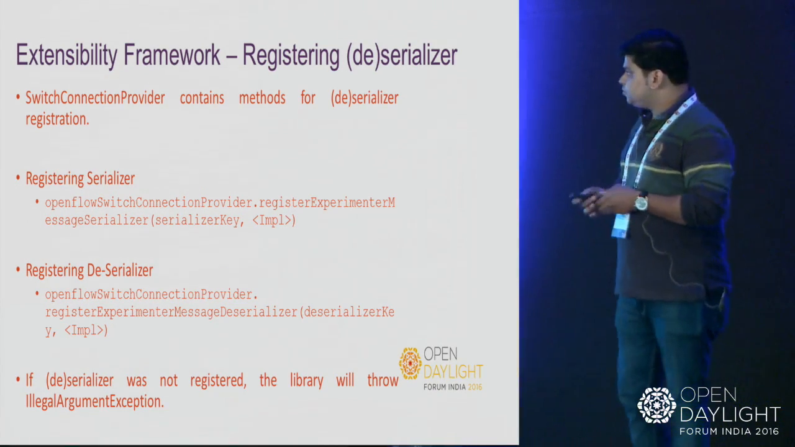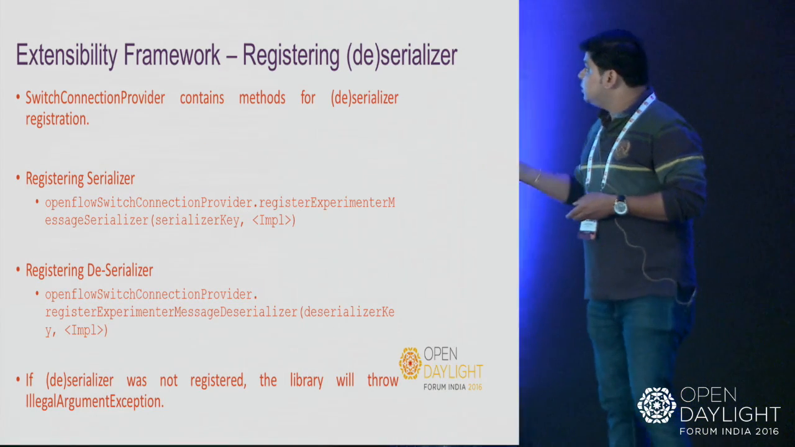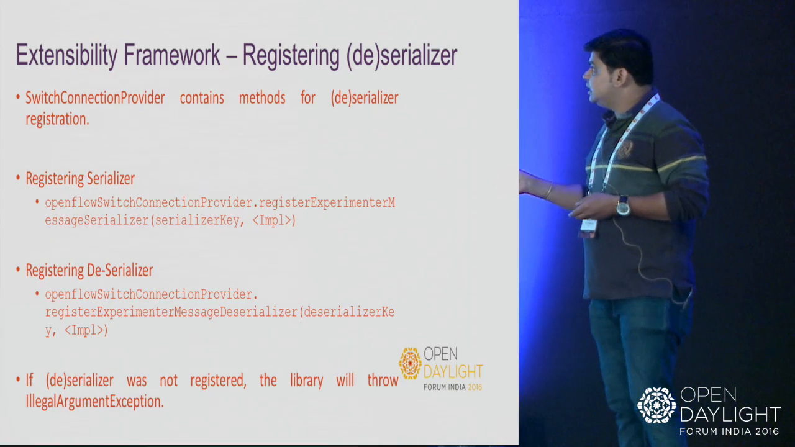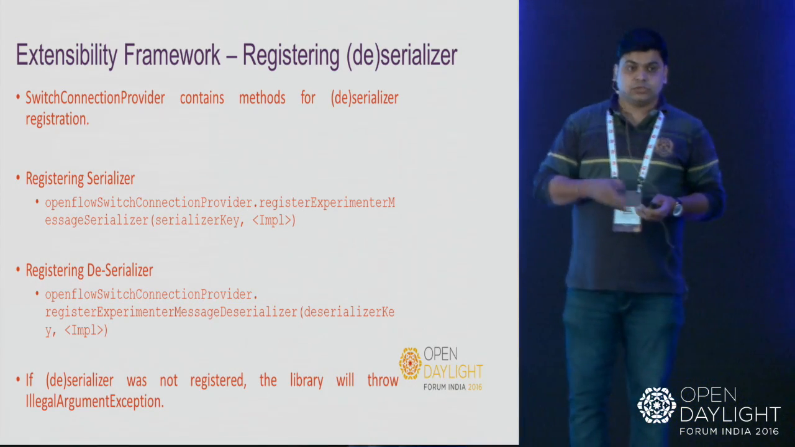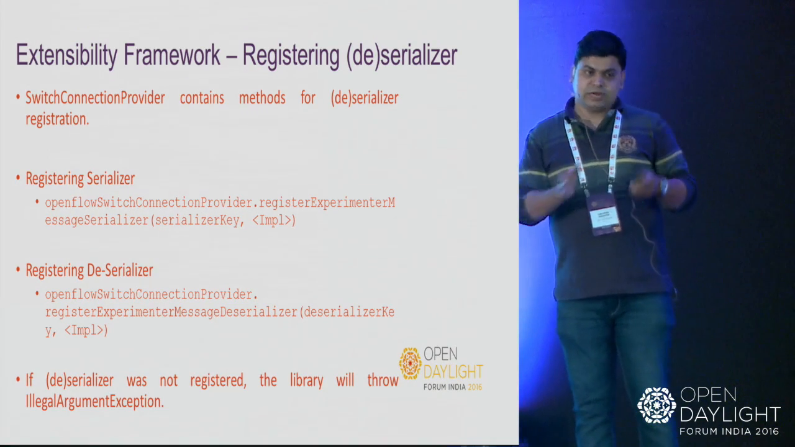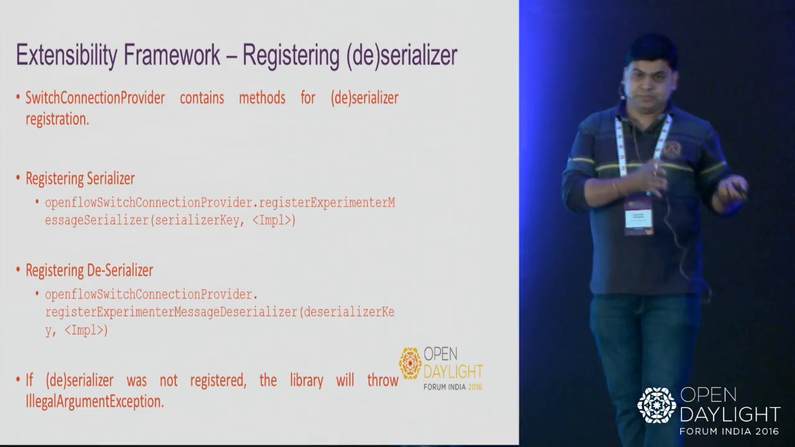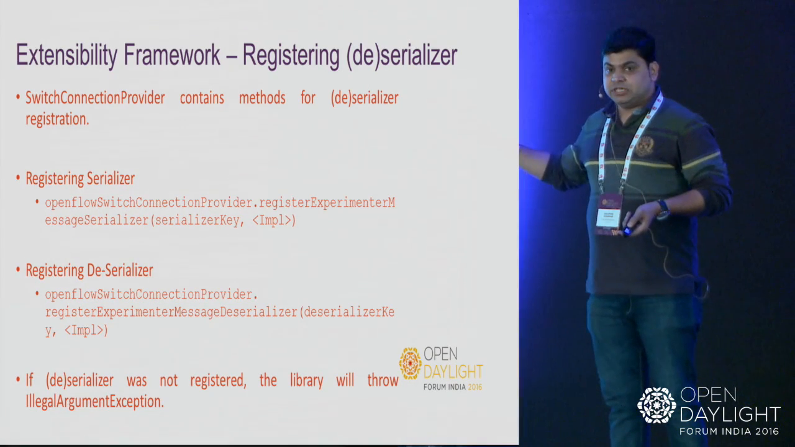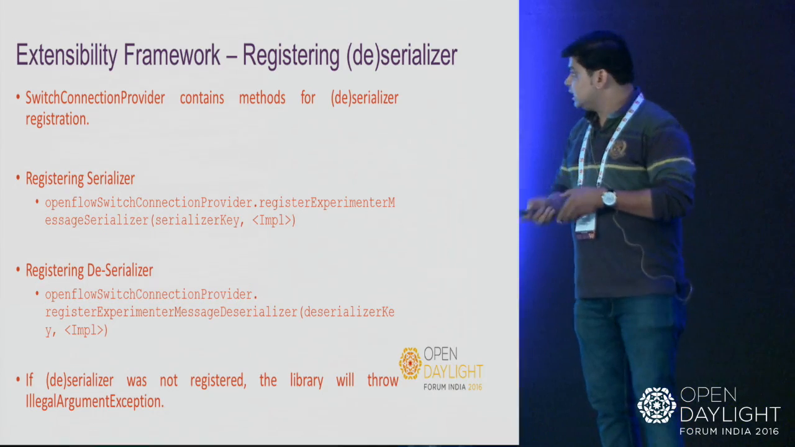Okay, so switch connection provider. This is the existing class which has methods for deserializers and serializers. This is more like a generic class I was talking about, so I have to write my specific class. The specific class will register to these methods using a key. So what is a key now?